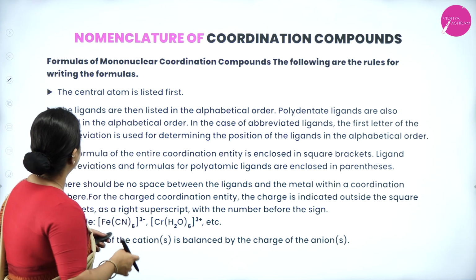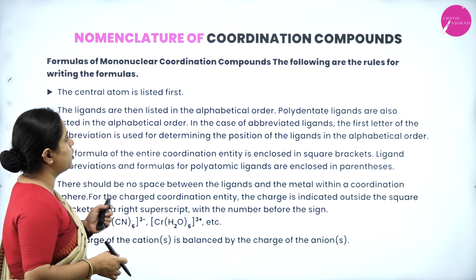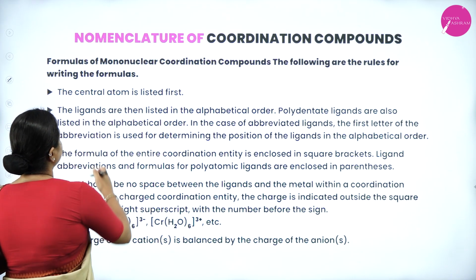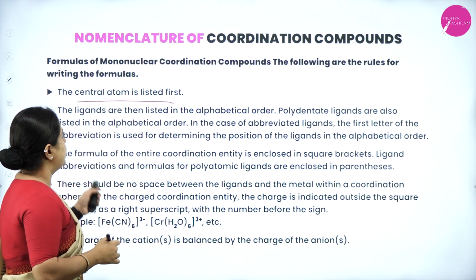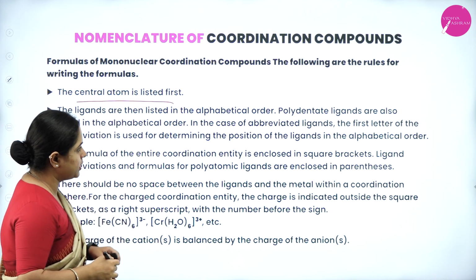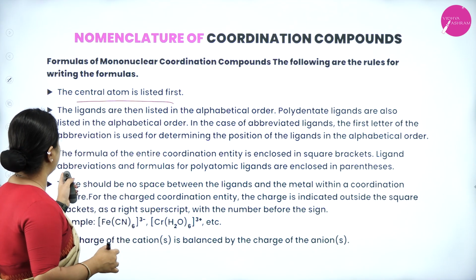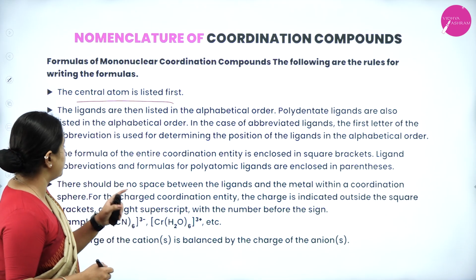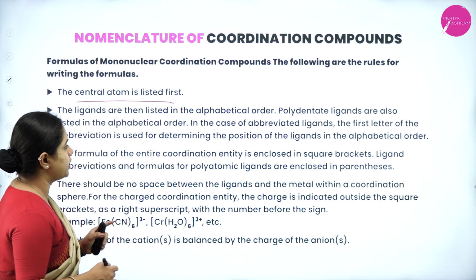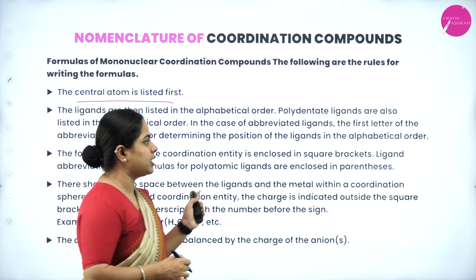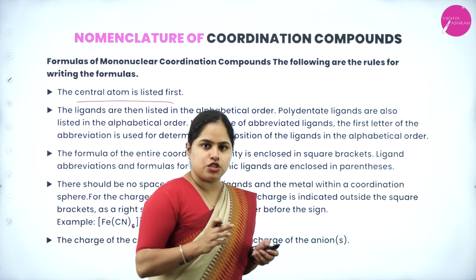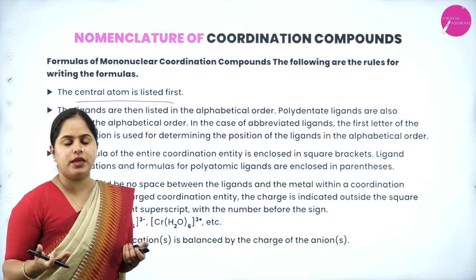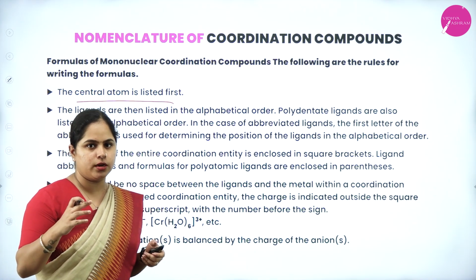So now moving on to the next one, that is formulas of mononuclear coordination compounds. The following are the rules for writing the formulas. The central atom is listed first. Then the ligands are listed in alphabetical order. Polydentate ligands are also listed in alphabetical order. In the case of abbreviated ligands, the first letter of the abbreviation is used for determining the position of the ligand in the alphabetical order. So, as we have discussed before, whichever the ligands are, they have to be named according to their alphabetical order, right?